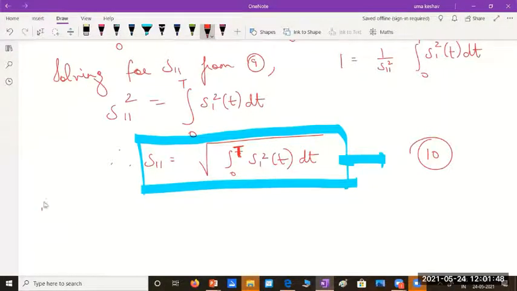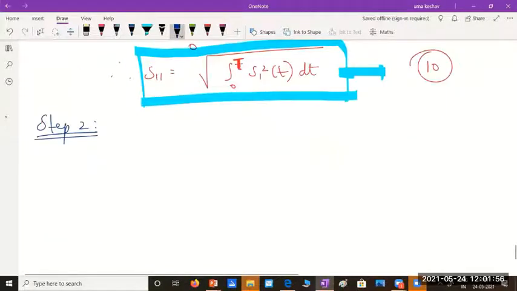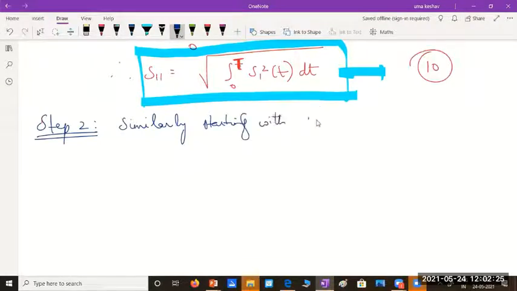Likewise, let's proceed with step 2. Step 2 in this Gram-Schmidt orthogonalization. Let's start with equation 2. Similarly, starting with equation 4. What was equation 4?